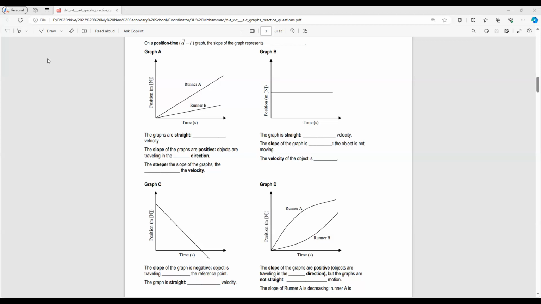I'm screen sharing, and am I sharing? Here, annotate. Okay.